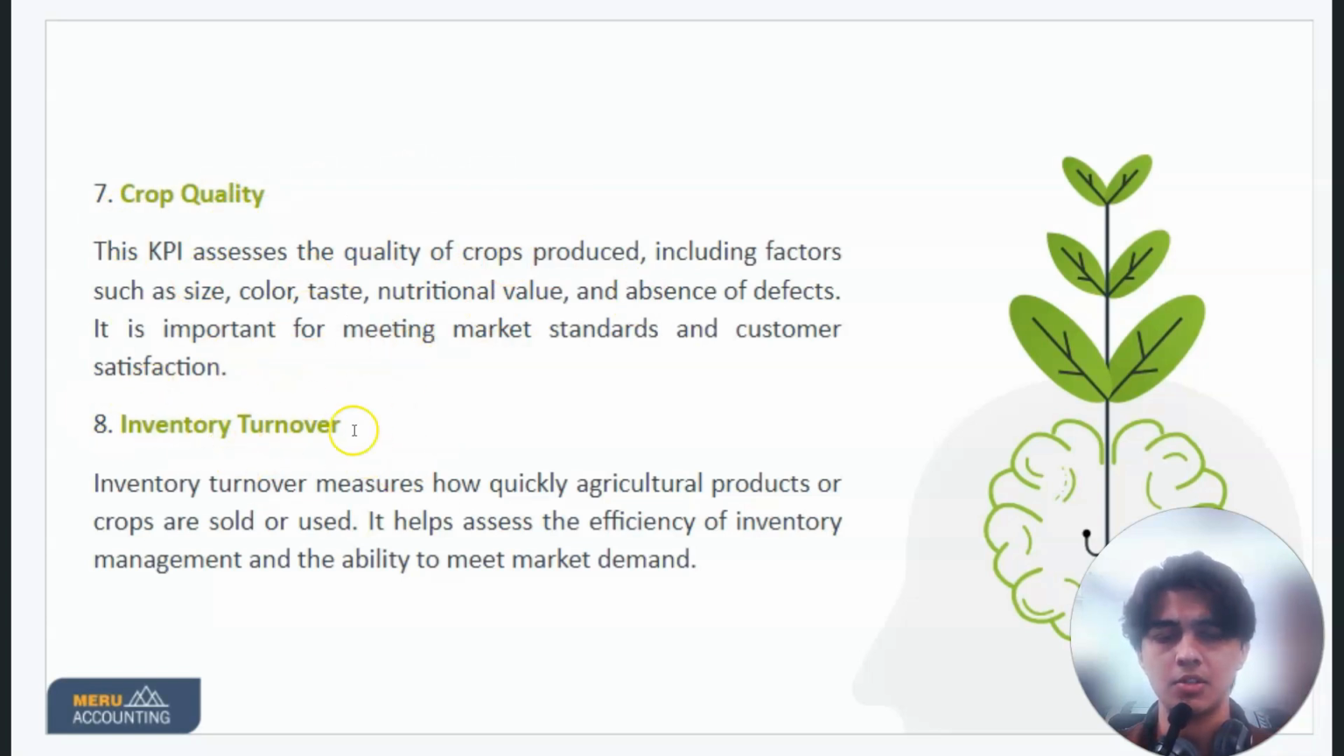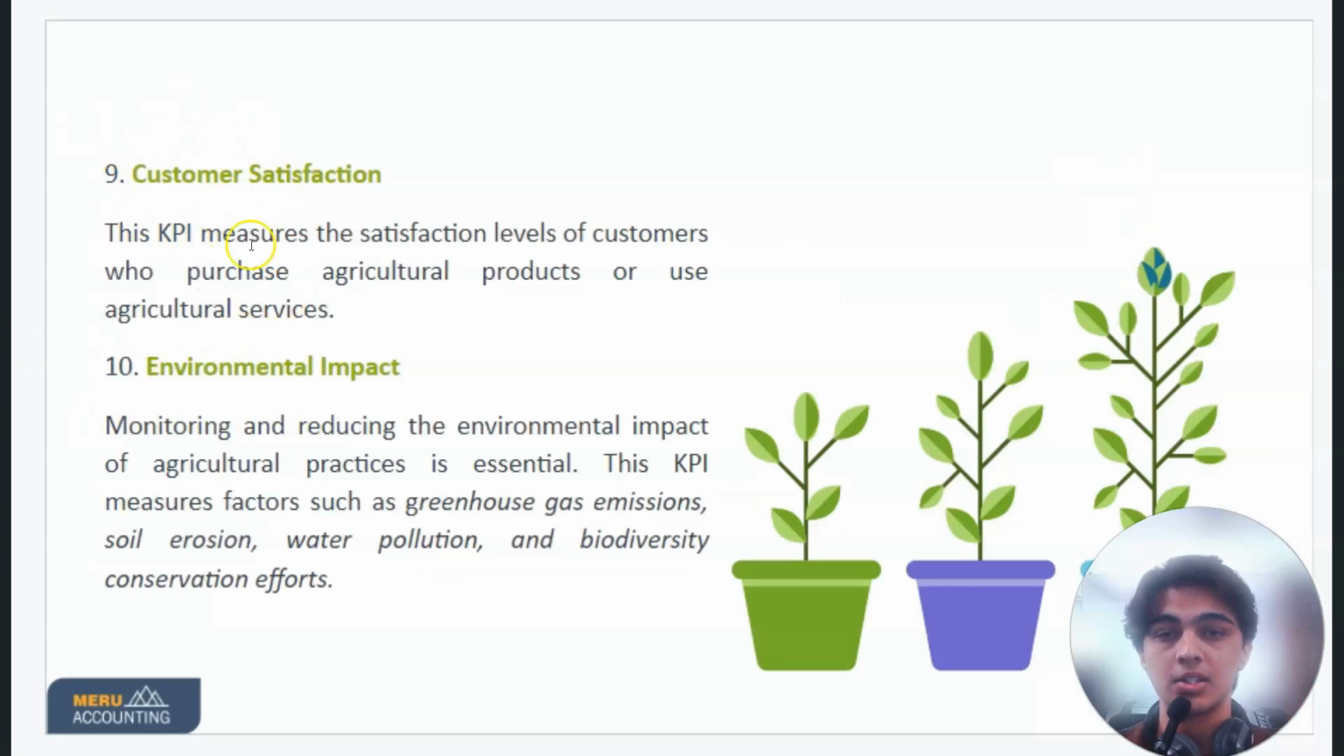Next indicator is the inventory turnover indicator. This indicator will measure how quickly your agriculture products or your crops are being sold. It will help you with effective inventory management. Next is the customer satisfaction indicator. This is a very important indicator in the agriculture industry. This indicator will measure the satisfaction level of your customers, how satisfied they are with your crops or with your agriculture products.